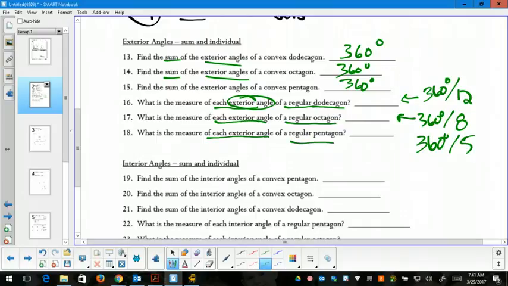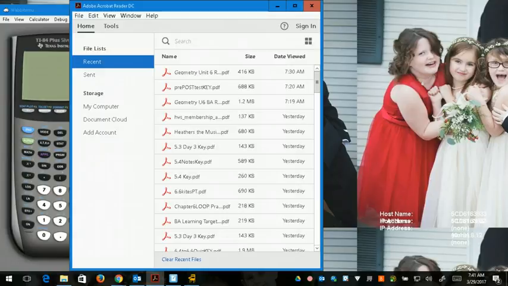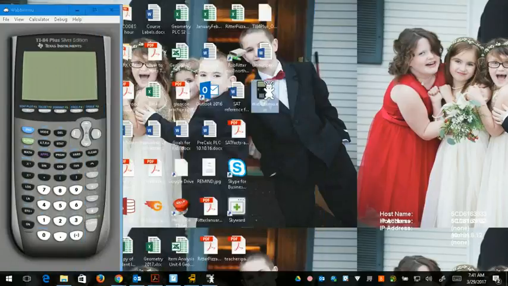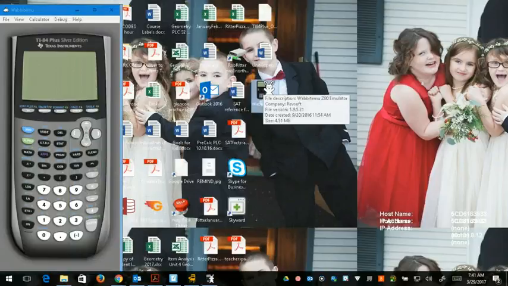So we're gonna do this real quick. I thought I opened my calculator. Hold on. Oh, there it is. Why didn't I see it down there?